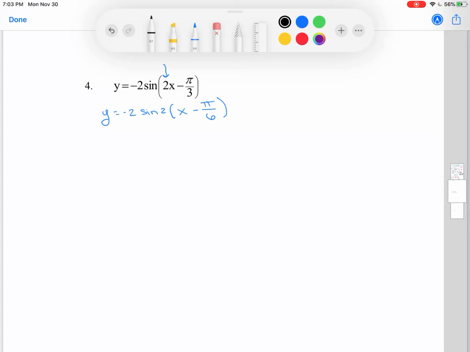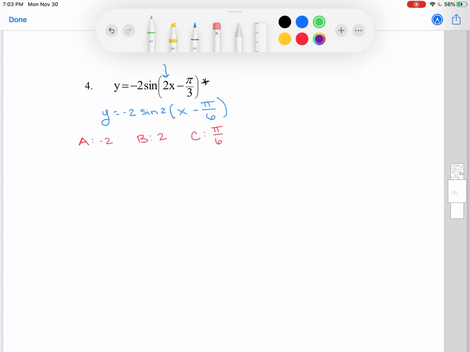Again, if you want to check, just redistribute that 2 back in. Make sure that it stays as pi over 3 like we just had. Okay, you can totally do that. So that gives us pi over 6. Now let's find my A, which is negative 2. My B is 2. And my C, again, opposite, remember opposite, is a positive pi over 6.